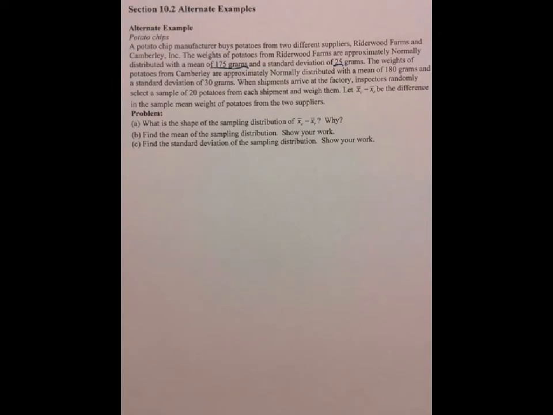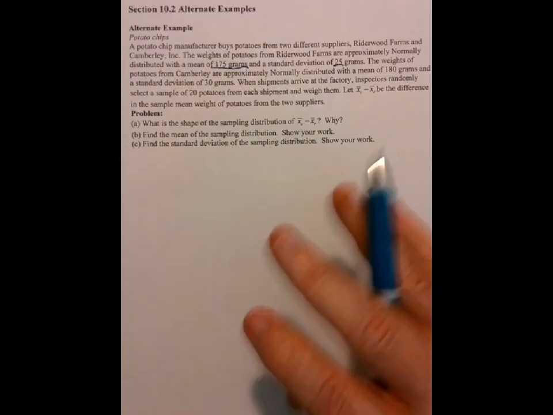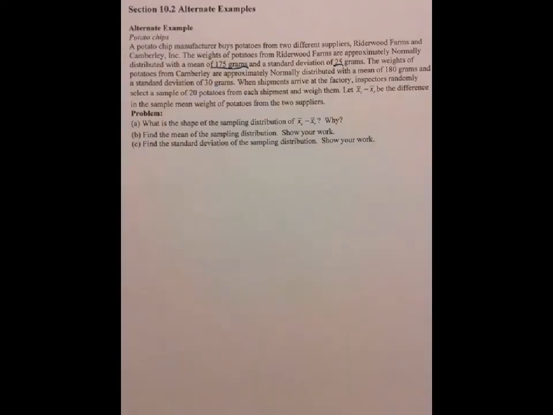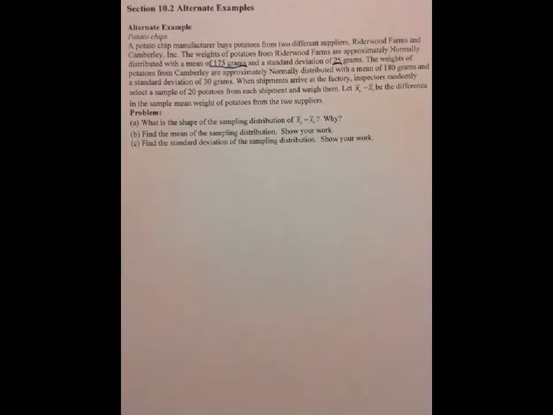Now, the first question is, what's the shape of this sampling distribution? Imagine, like in the PowerPoint, that we're taking many pairs of samples, one from Camberley, one from Riderwood. And we are subtracting them, each pair of samples, to find the mean difference of each pair. We do that for many pairs of samples, and that gives us our sampling distribution of the difference of sample weights, okay?